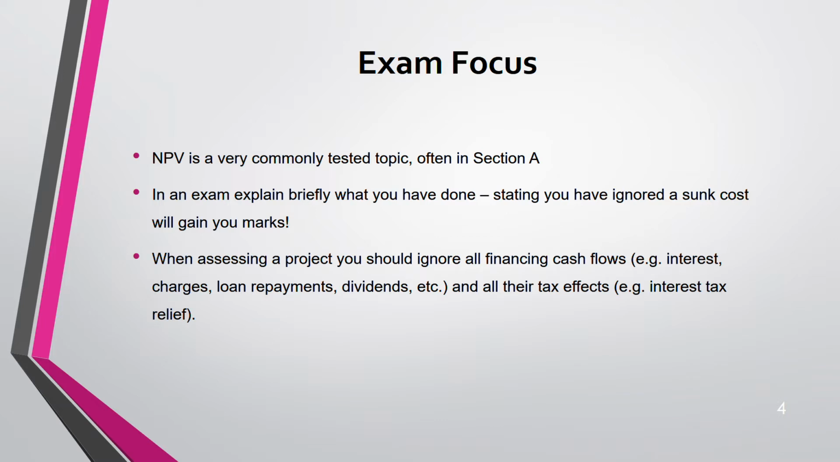Then, when assessing a project, ignore all financing cash flow. What are the financing cash flows? In the bracket, I've included it. Interest, exclude. Do not include it. Loan repayment, exclude. Dividend, exclude. Interest tax relief, sorry, exclude. Ignore. If it's a loan repayment, never go and deduct it from your cash flow. If it's a dividend that you have paid to someone, never deduct it from cash flow. If it's interest that you have to pay for the loan, never deduct it from cash flow.